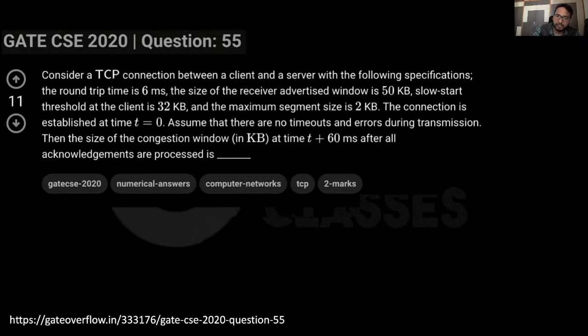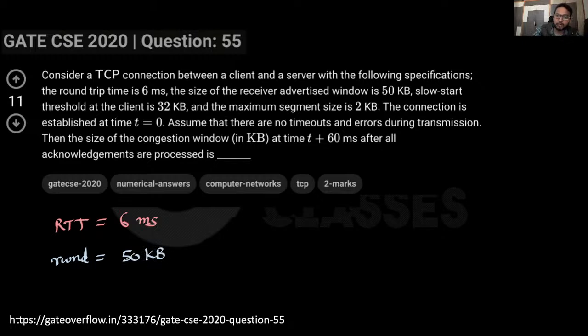The round trip time is 6 milliseconds, which means for the TCP, the round trip time is 6 milliseconds. So let me just write it. RTT is equal to 6 milliseconds. The size of the receiver advertising window, RWND, is 50 KB.